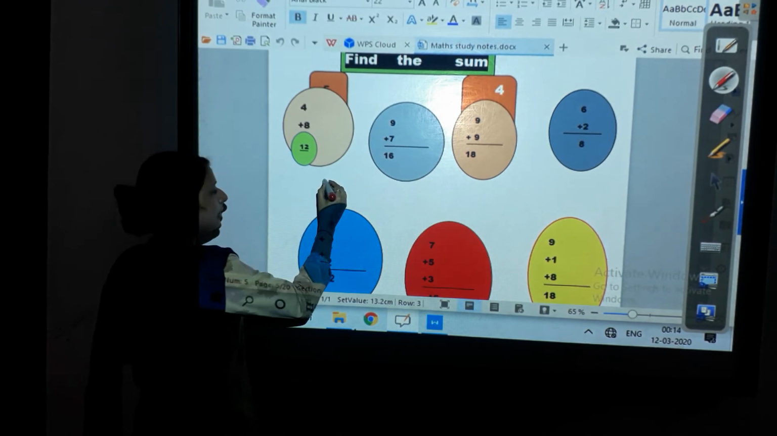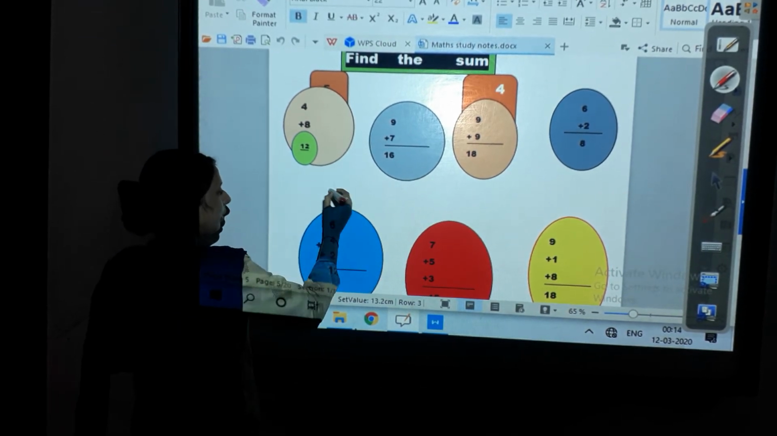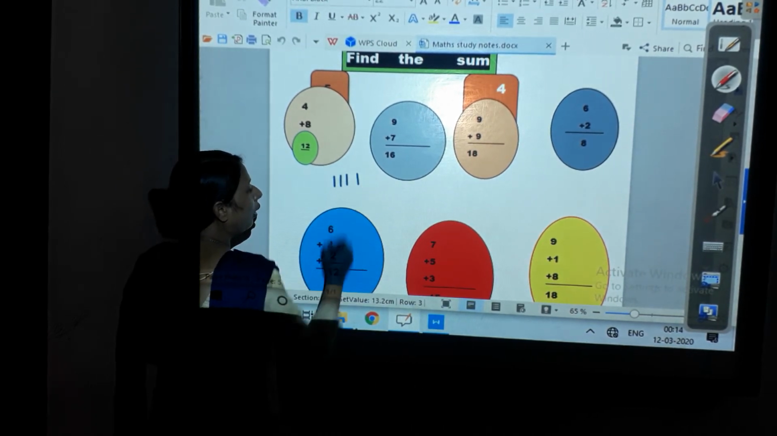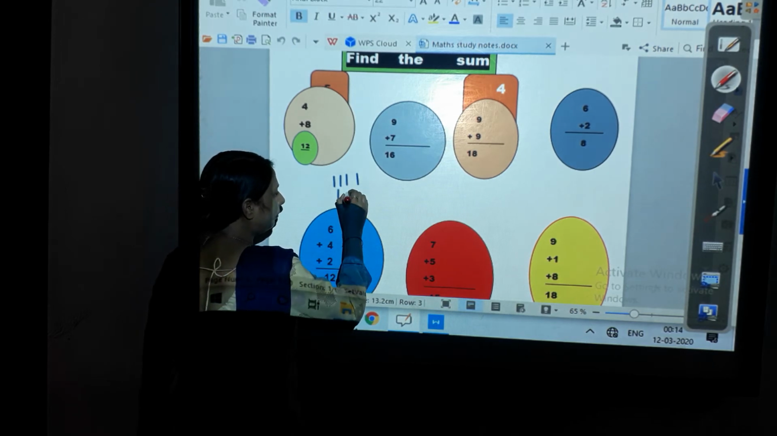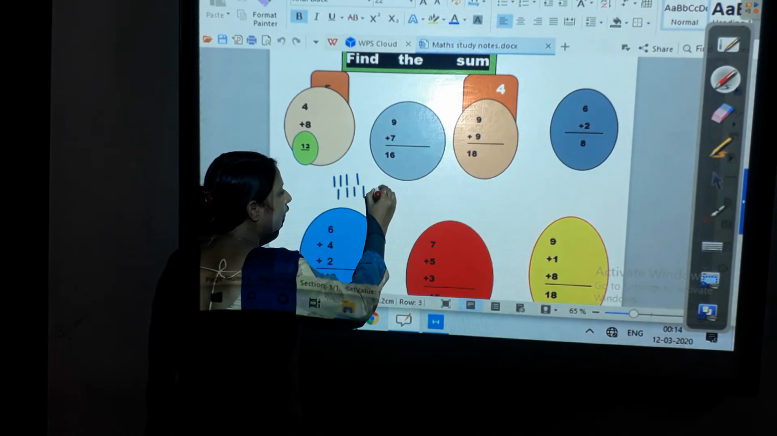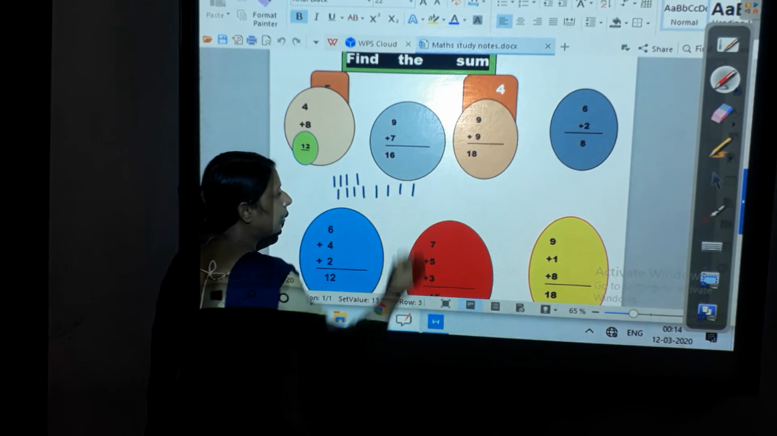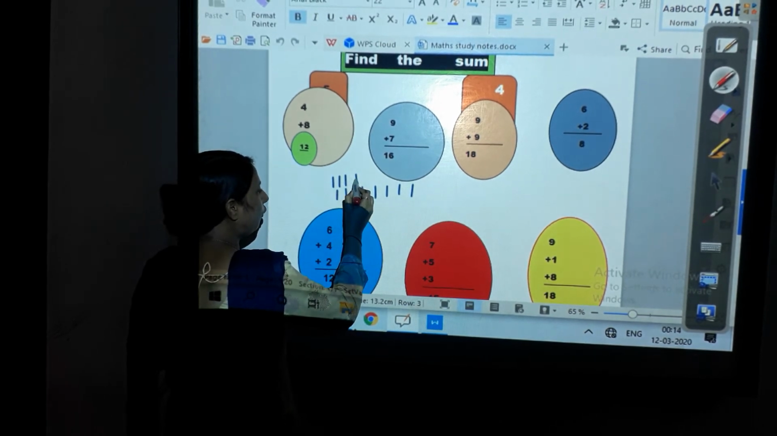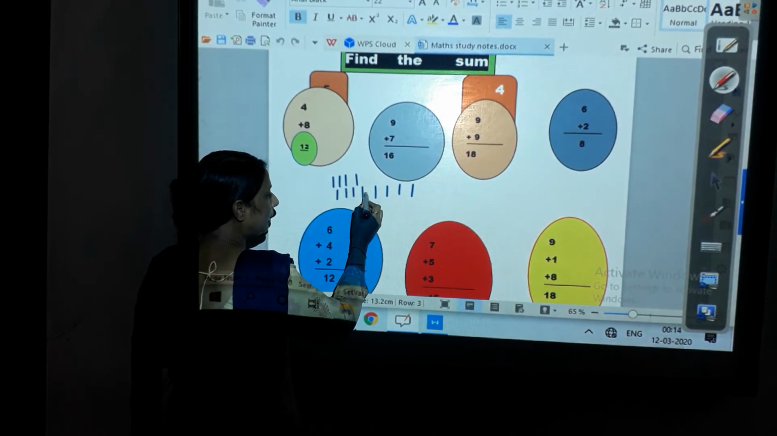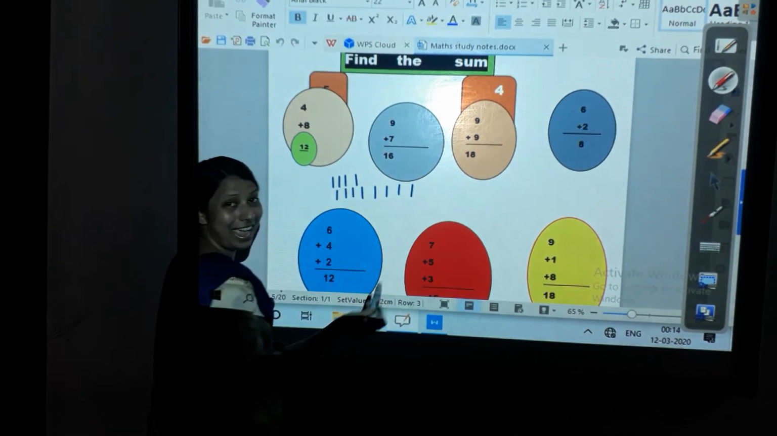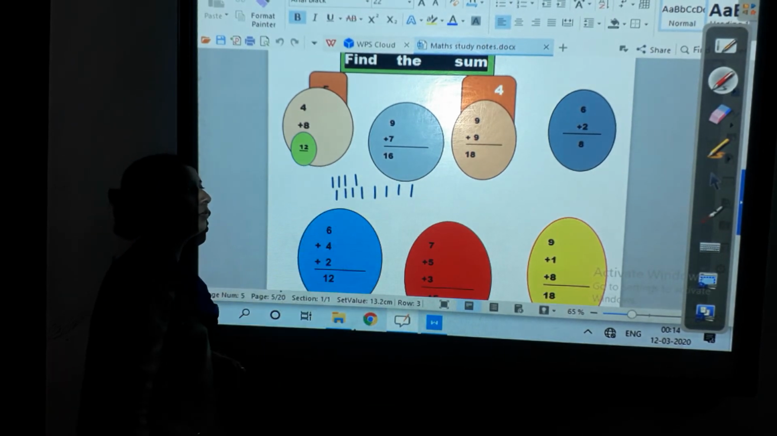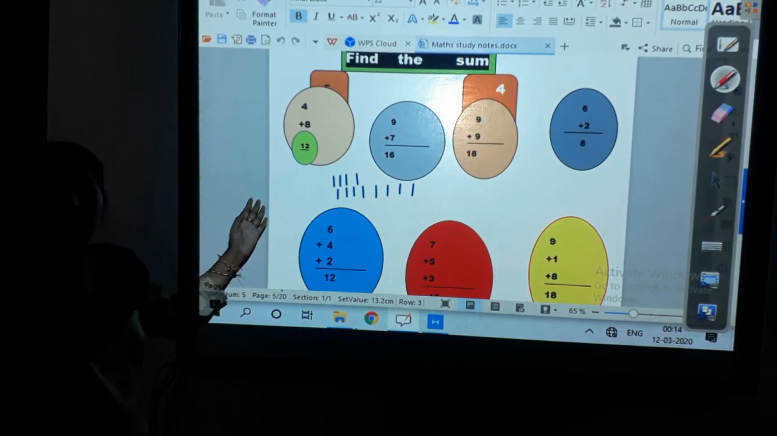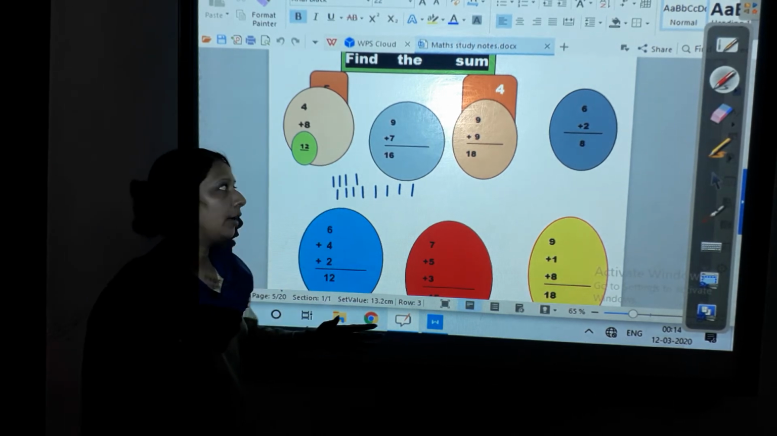If we add it with the help of standing lines, it will come. I will do it as 1, 2, 3, 4. Again 8: 1, 2, 3, 4, 5, 6, 7, 8. So let us count it together. 1, 2, 3, 4, 5, 6, 7, 8, 9, 10, 11 and 12. So the answer will be 12. Tell me children, 12.